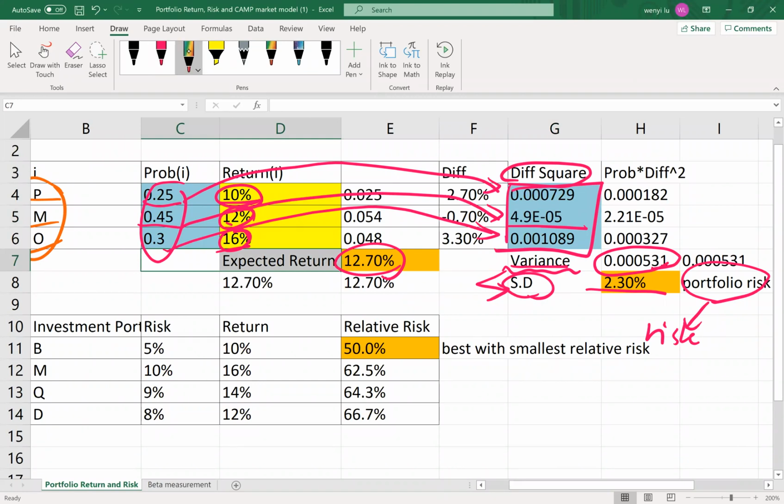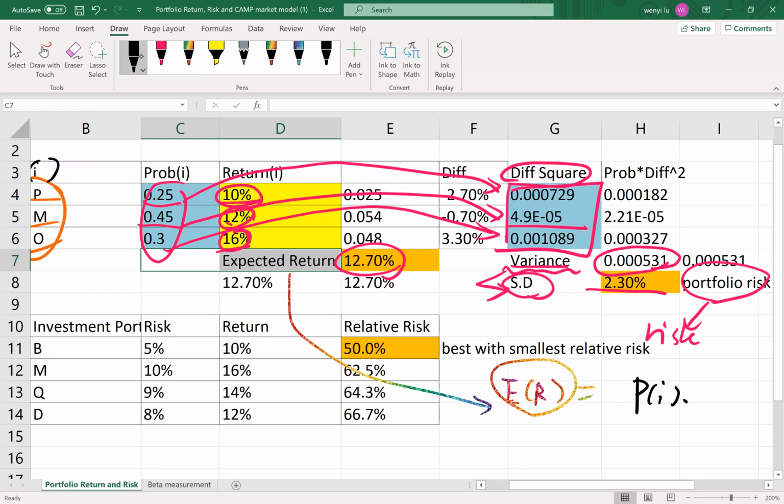So first, what's the formula for expected return again? Our notation is ER, which is equal to the probability of each event, each scenario, times the return in each case, then do the summation. Here we have three possible scenarios, so 1, 2, 3 means you're adding three products up.